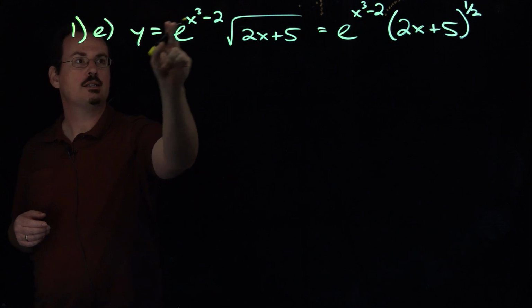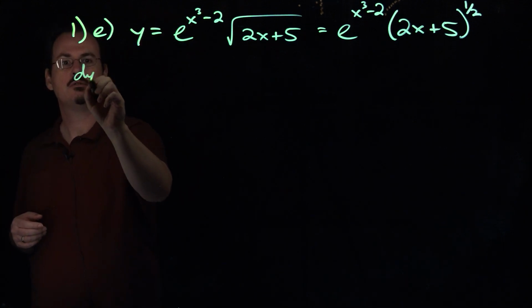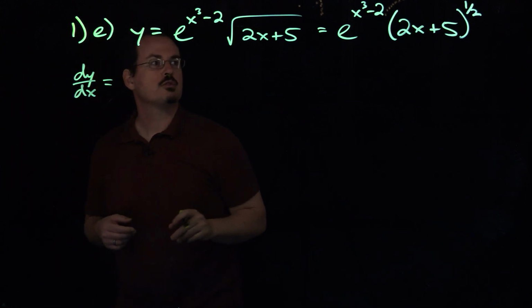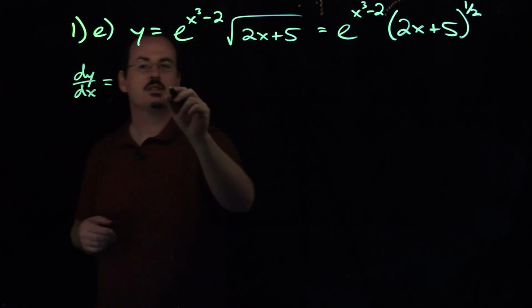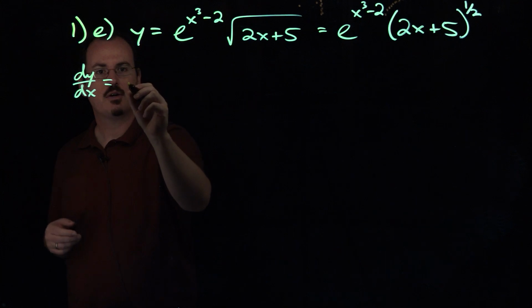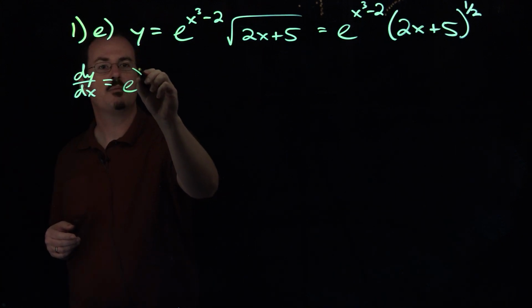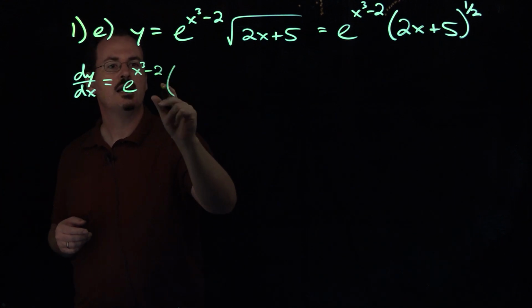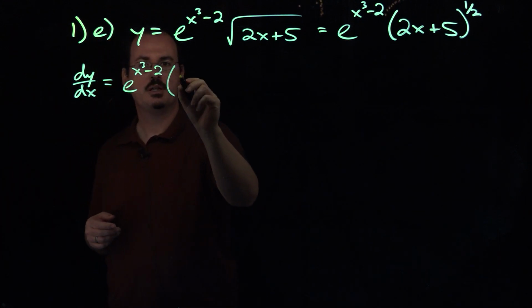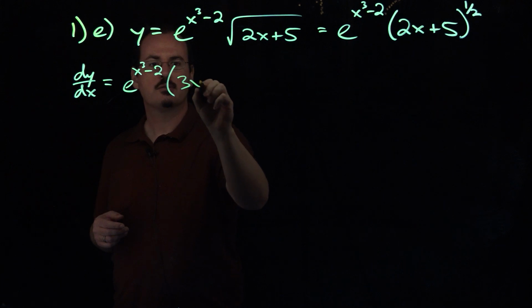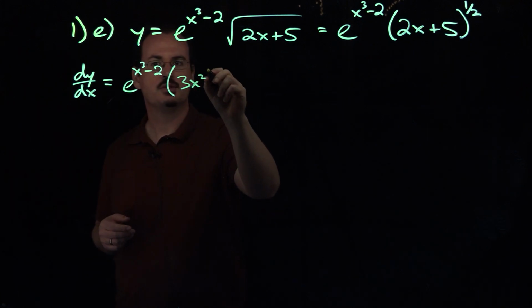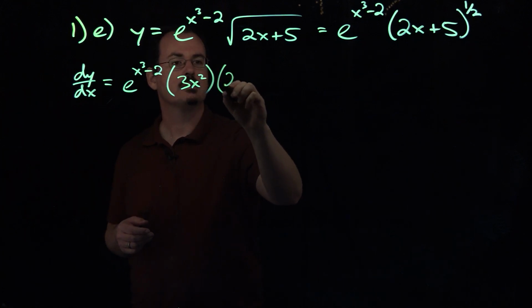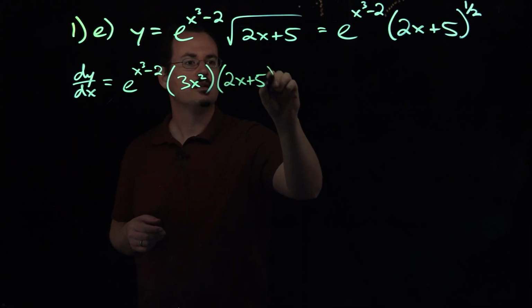And again, this is y as a function of x. So the derivative is called dy dx. All right, so product rule, we'll take the derivative of the first function, which again, remember, if it's e to some power, first thing you'll want to do is copy it. So we get e to the power of x to the third minus 2. And then multiply by the derivative of the thing up here, which is going to be 3x squared. Again, the derivative of 2 is just 0, so that goes away. Multiplied by the second function, so that's 2x plus 5, the 1/2.